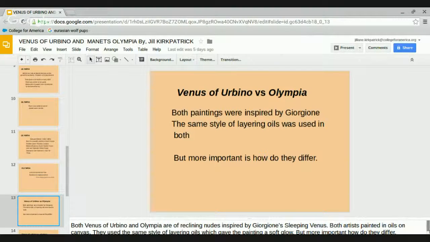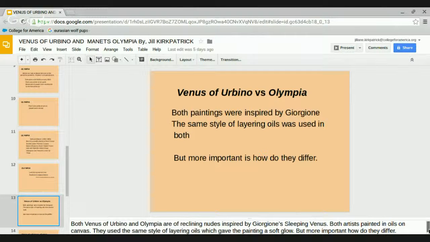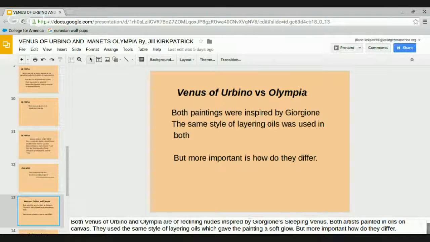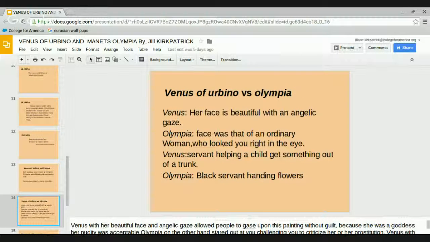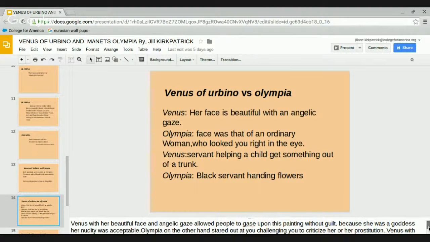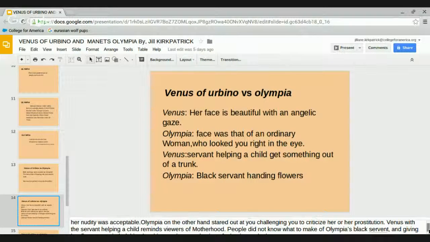Both Venus of Urbino and Olympia are of reclining nudes inspired by Giorgione's Sleeping Venus. Both artists painted in oils on canvas. They used the same style of layering oils, which gave the painting a soft glow. But more important, how do they differ? Venus, with her beautiful face and angelic gaze, allowed people to gaze upon this painting without guilt. Because she was a goddess, her nudity was acceptable. Olympia, on the other hand, stared out at you, challenging you to criticize her or her prostitution.